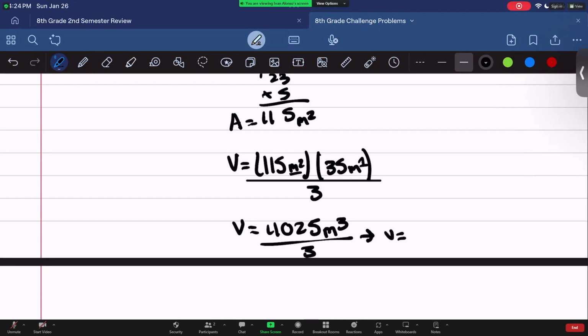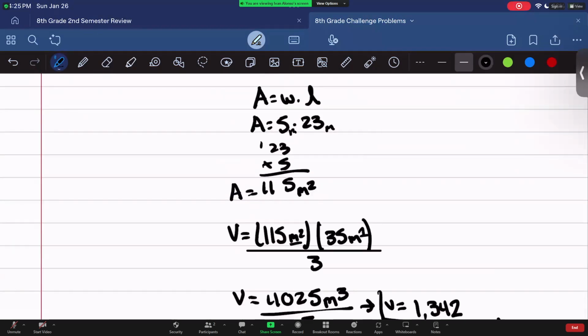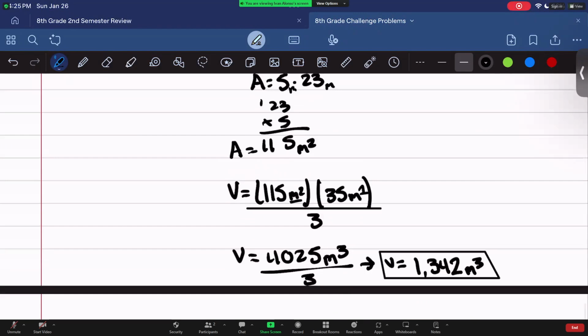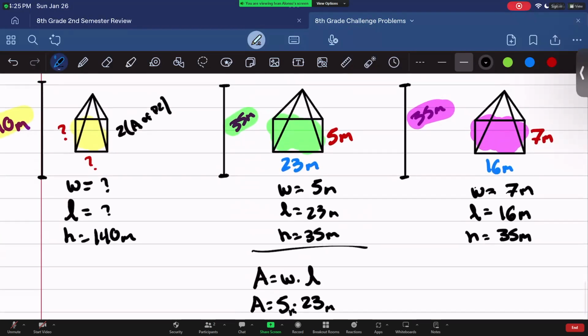Just tell us that volume is equal to 1,341. This is the issue with making up problems, is sometimes we don't get nice numbers. We're just going to round to the nearest whole number, right? So this is actually 0.6. So we're going to round up and make this 1,342. So this is our volume. And if you notice, I don't have units, so this would get marked wrong. Meters cubed. Volume is always in cubes and area is always in squares. So now let's just do the same exact thing for pyramid 3. If you want, pause the video and attempt it yourself. See if you worked it through.